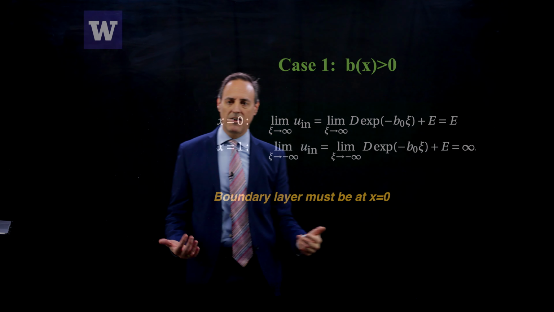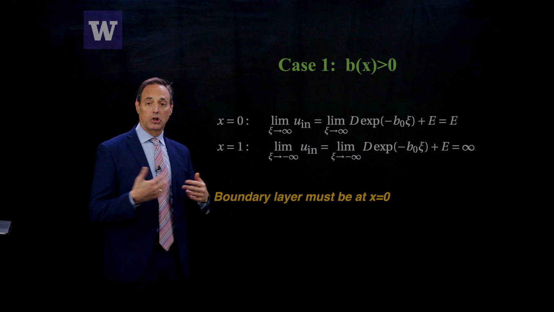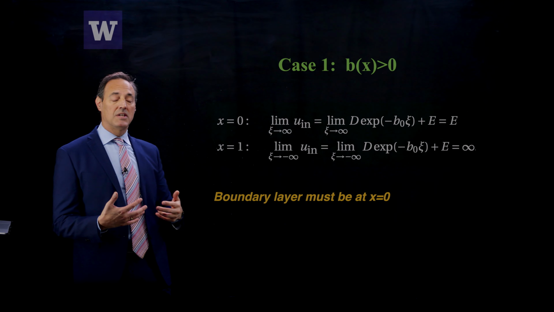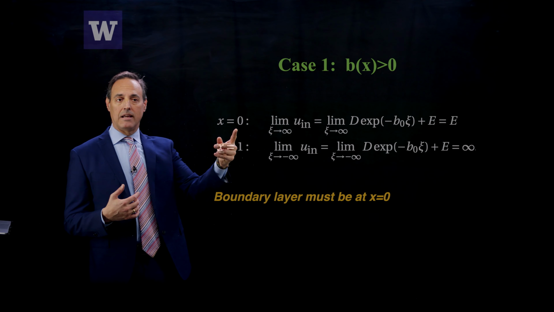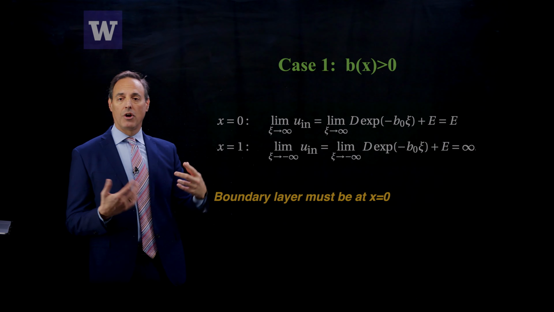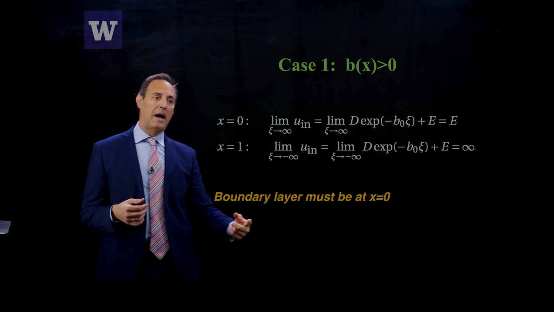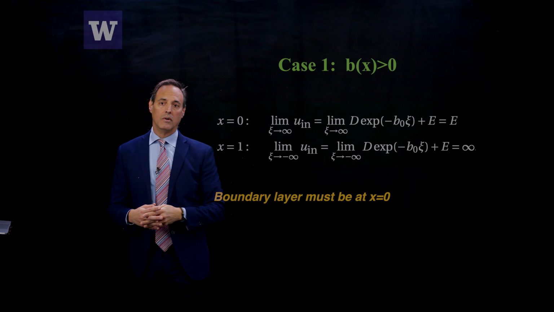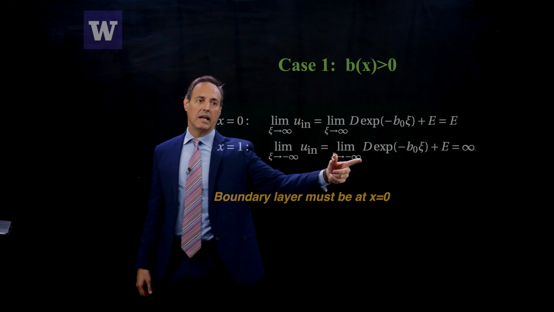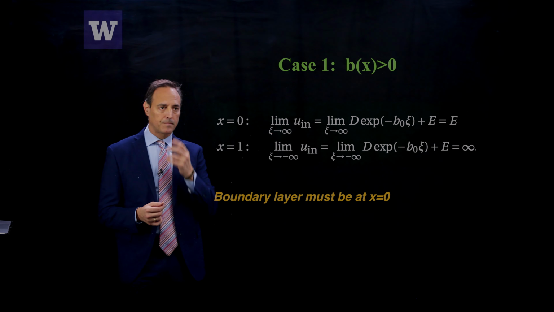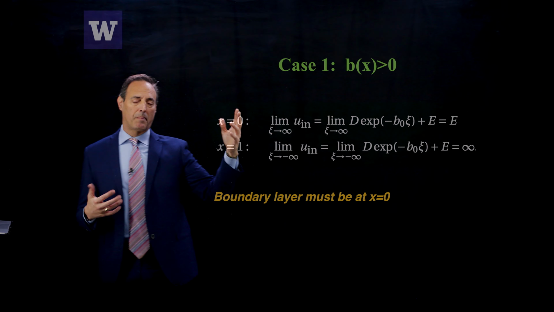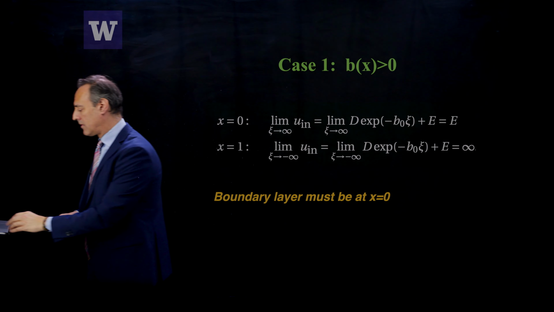This goes to infinity. So my solution blows up in this case if the boundary is x equals 1, but it's finite if I have the boundary layer at x equals 0. So the only self-consistent thing here is that the boundary layer must be at x equals 0. Because if it's x equals 1, I get things like this, which are unphysical. No solutions going to infinity. So b of x is positive, I get a nice solution.